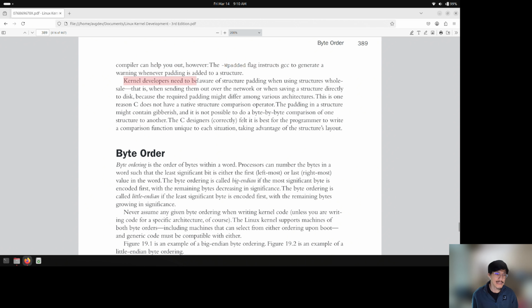Kernel developers need to be aware of structure padding when using structures wholesale. That is, when sending them over the network or when saving a structure directly to disk, because the required padding might differ among various architectures. This is one reason C does not have a native structure comparison operator. The padding in a structure might contain gibberish, and it is not possible to do a byte-to-byte comparison of one structure to another. The C designers correctly felt it is best for the programmer to write a comparison function unique to each situation, taking advantage of the structure's layout.